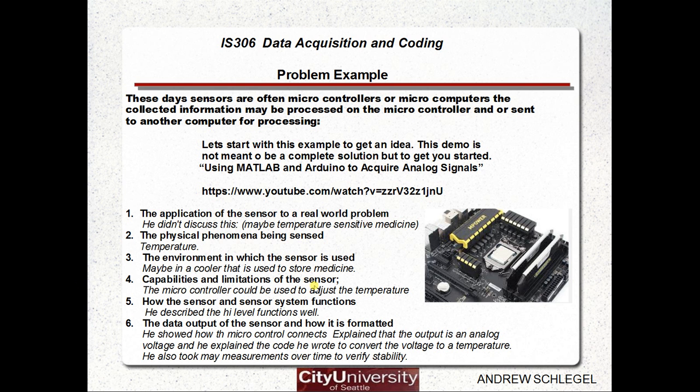Capabilities and limitations of the sensor. Well, if you watch the video, you'll see it is a microcontroller. So not only is it a sensor, it could also be used to adjust the temperature. It could be used to report back information about, you know, if the system's down, or it could send off an alarm if the temperature drops below or goes above a certain level. So there's a lot more that you can do with a microcontroller than just a sensor alone. So that's one of the capabilities of this specific device that he is using.